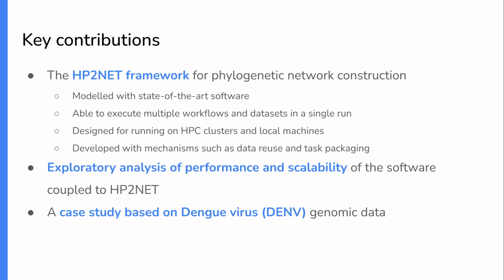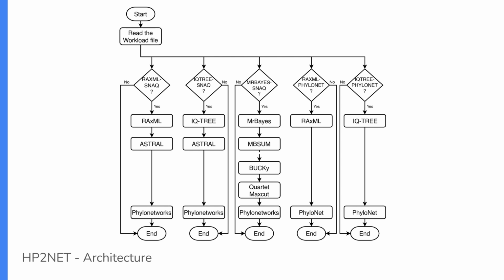We also present an exploratory performance and scalability analysis of the software used by HP2Net, identifying bottlenecks and evaluating the behavior of multi-threaded applications. Finally, we showcase a case study based on the dengue virus genomic data, demonstrating HP2Net's applicability in a real-world scenario. HP2Net was developed using Python and the Parsl library to orchestrate the workflows, and Parsl was chosen, among other reasons, for its portability and ease of use.